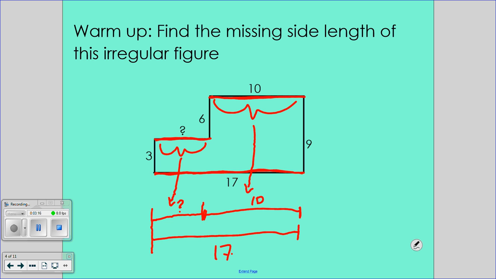Yes. Gabriella, what's going to be my missing side? 7, because 10 plus 7 is 17. Very good. We know that this is going to be our part, and for this to make sense, it needs to be 7, because part plus part, 7 plus 10, gives us our whole, 17. Or you can also do 17 minus one of the parts. Sure. Whole minus part gives you the other part. Beautiful. Please make sure you have this written down.